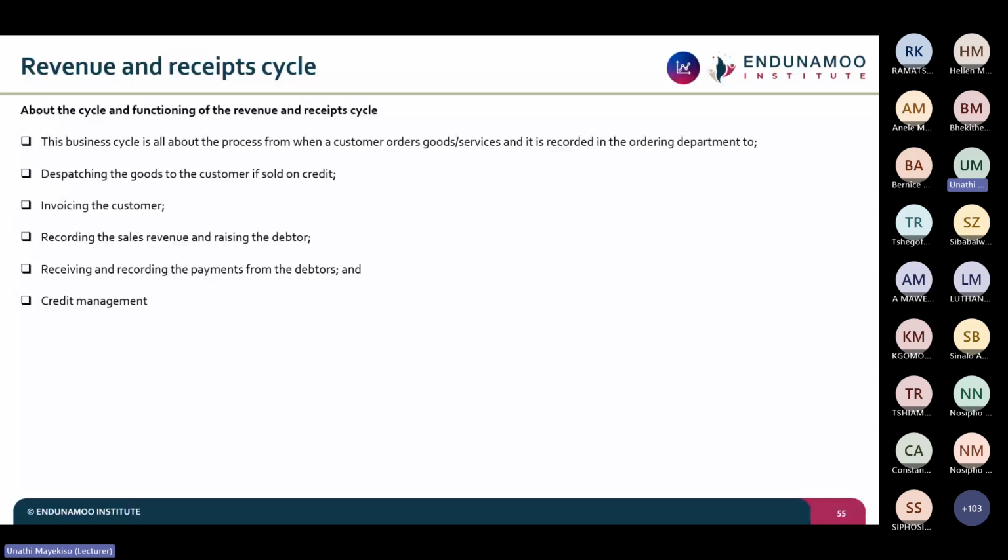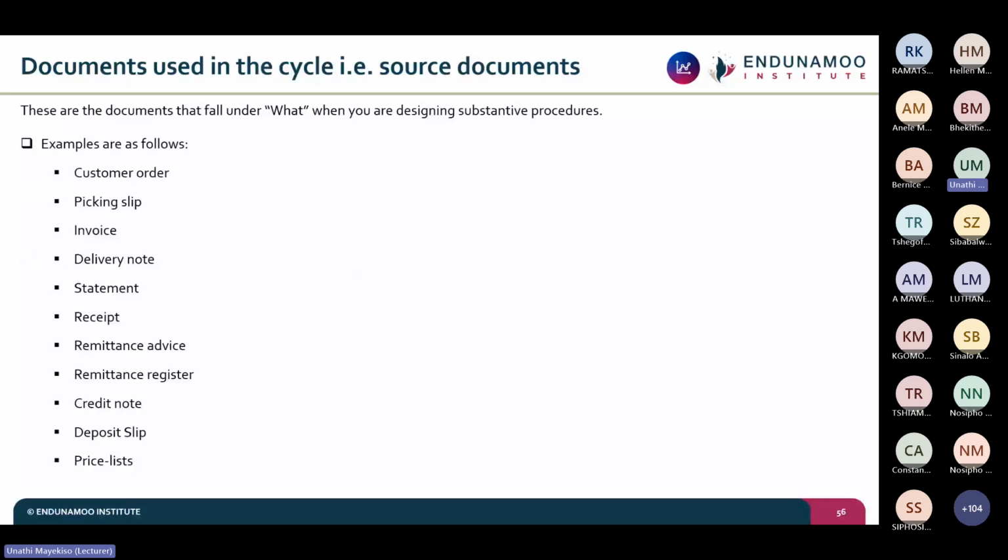Think about those different departments, think about those different phases of your transaction, and then also try to think about the kind of documents that would be available or that would be used in those functions, in those departments. So documents that are used are things like a customer order. So in an online world, once you place an order, you receive a message saying congratulations, your order has been placed, order number, and so on.